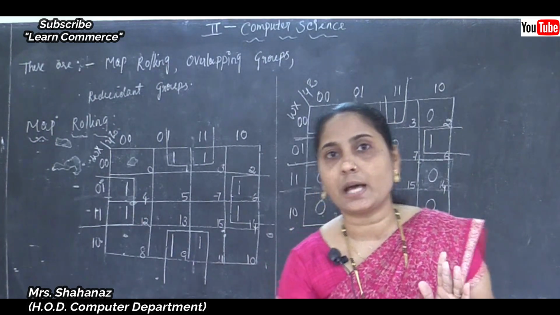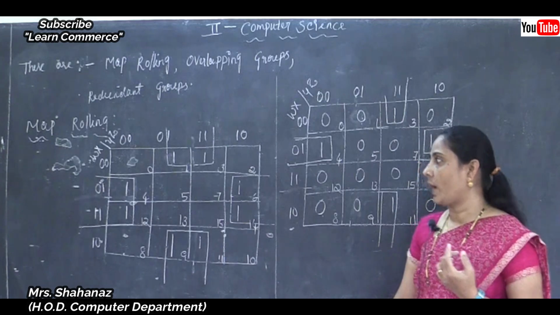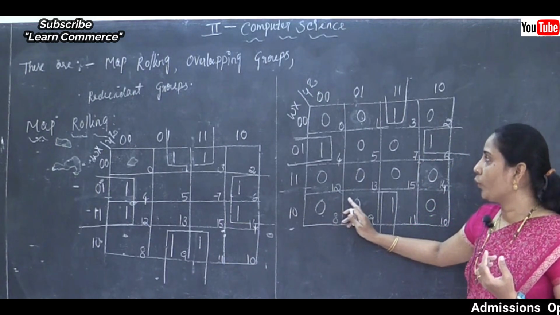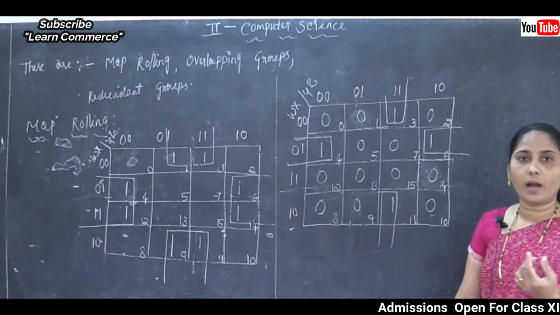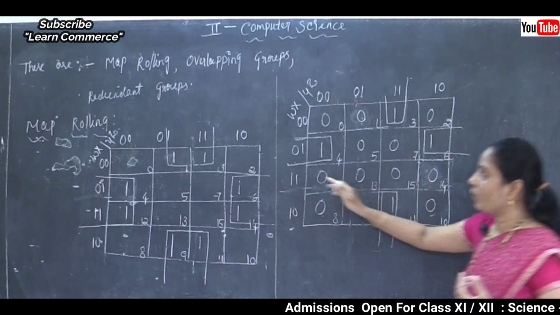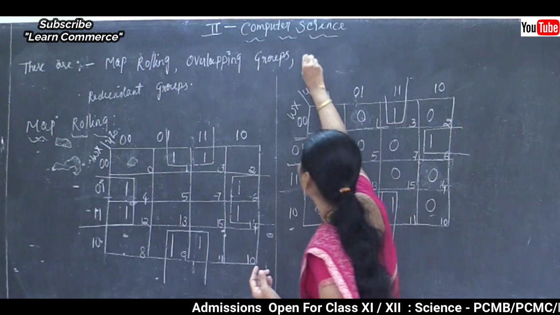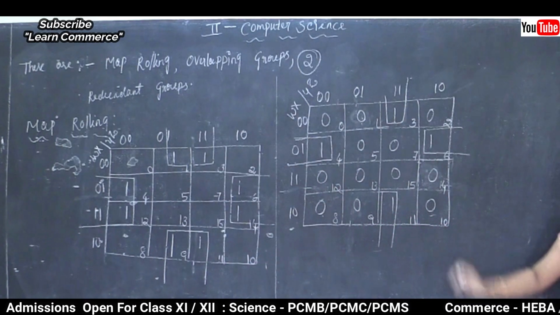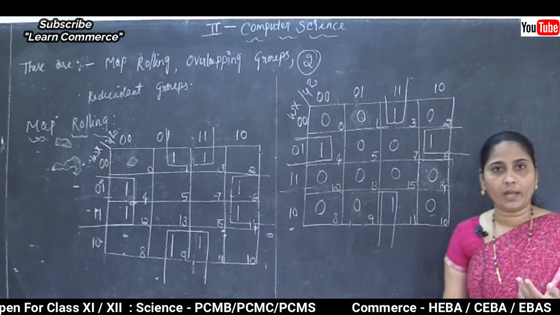So this is the example for the map rolling. Now I also want to tell one more example for our map rolling group here. In this second example, we have already completed the first example. Now, if there is any confusion about the map rolling, we are going to take one more example.